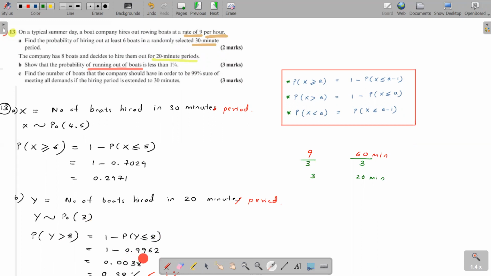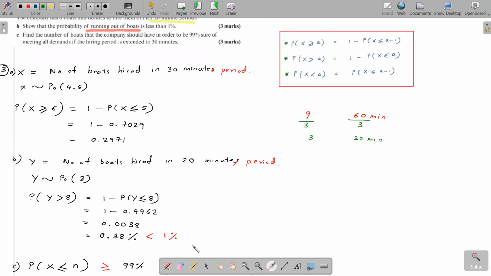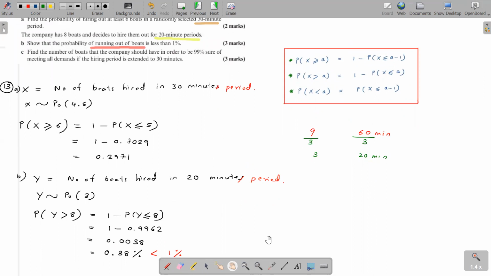The value here in the table is 0.9962. You now know how to read the table. Then subtract that from 1 because it's 1 minus here. And then you get 0.0038, which when you convert to a percentage is 0.38%, which is smaller than 1%. That's what you need to show, right? They want you to show that the probability of running out of boats is less than 1%. 0.38% is smaller than 1%. So that's exactly what we wanted to show, and we showed that.